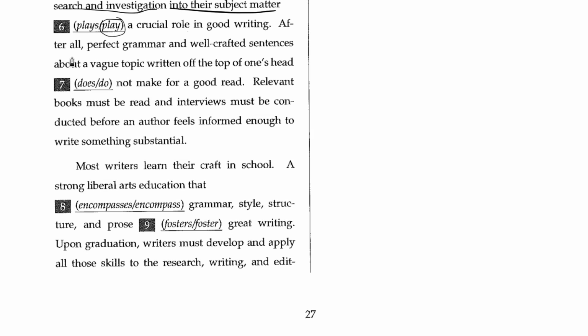Number 7. After all, perfect grammar and well-crafted sentences about a vague topic written off the top of one's head do or does not make for a good read. So, do or does? Again, let's read from the beginning of the sentence. Where's the beginning of the sentence? It's here, right after the full stop. So, perfect grammar and well-crafted sentences about a vague topic written off the top of one's head. Is there any prepositional phrase here? Yeah, there is "about." Starting from about, because about is a preposition, about a vague topic written off the top of one's head is a prepositional phrase.